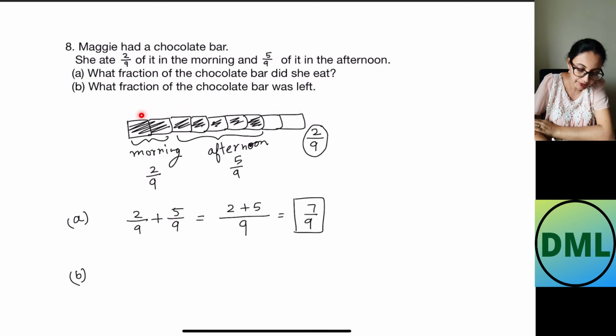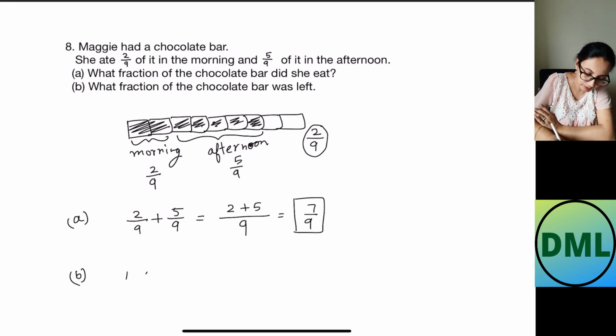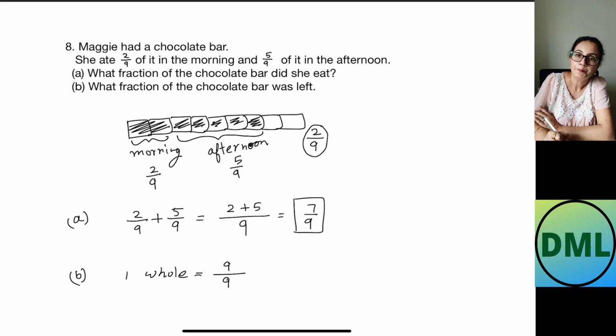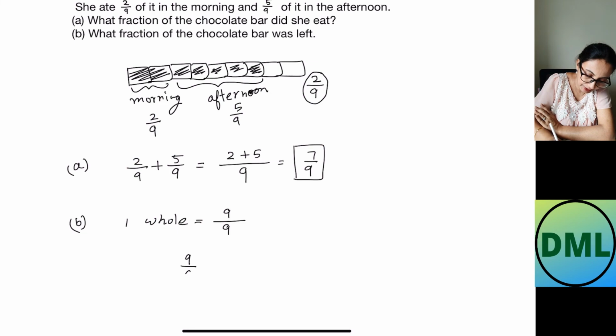So this complete figure will be given as one whole. Let's write down one whole. It has been divided into how many equal parts? 9 parts. One whole will be written as 9 by 9. Out of 9 by 9, I need to subtract 2 by 9 and 5 by 9. Let's write it down: 9 by 9, I need to subtract 2 by 9 minus 5 by 9.